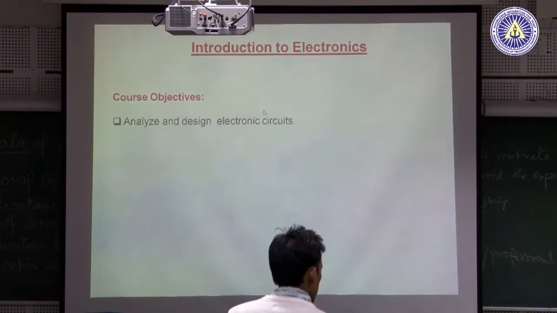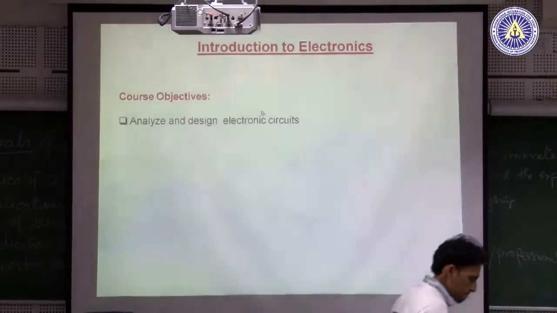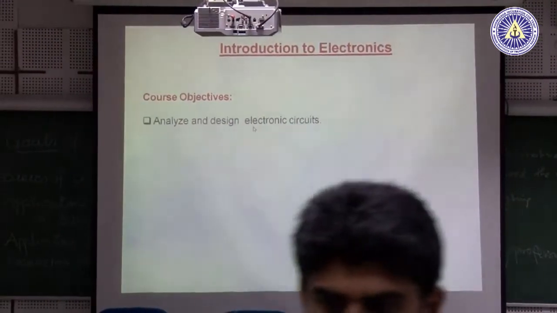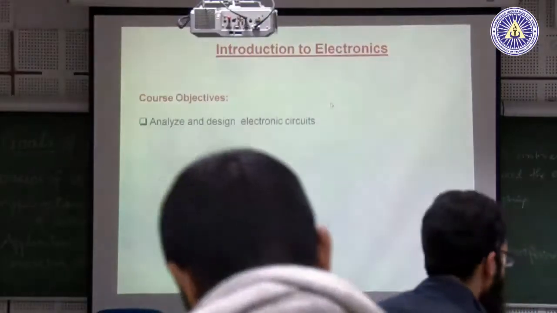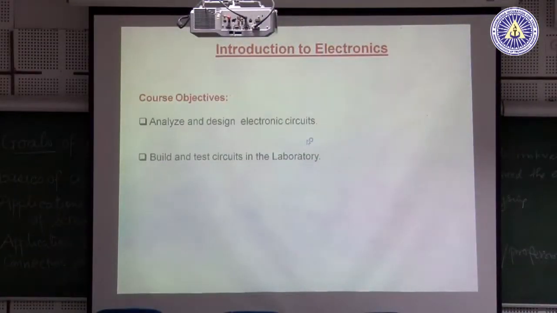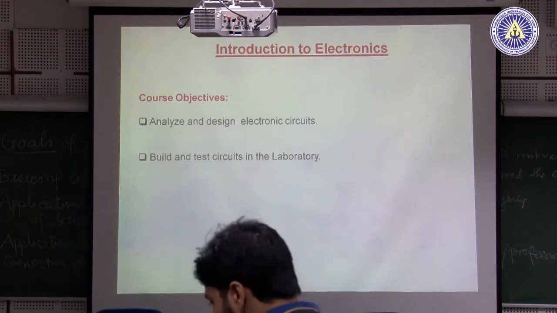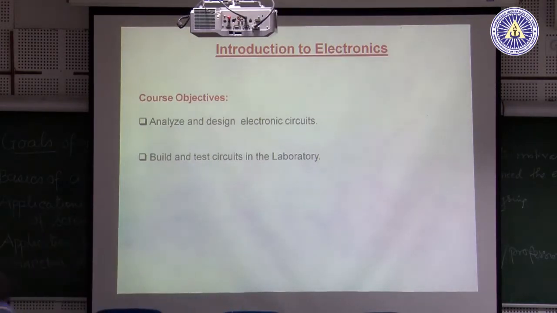Okay? So, the first thing, as is expected, it's a course on electronics. One of the objectives of this course is to help the students learn how to analyze and design electronic circuits, which is obvious. Along with this course, there is a lab attached. Whatever students learn during the theory, they can go to the lab and test some of those concepts. So, build and test circuits in the laboratory.